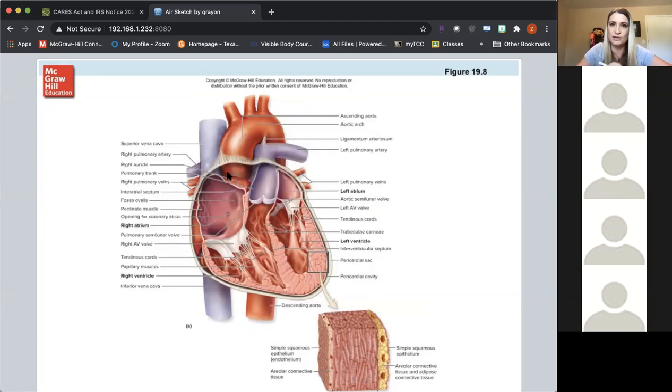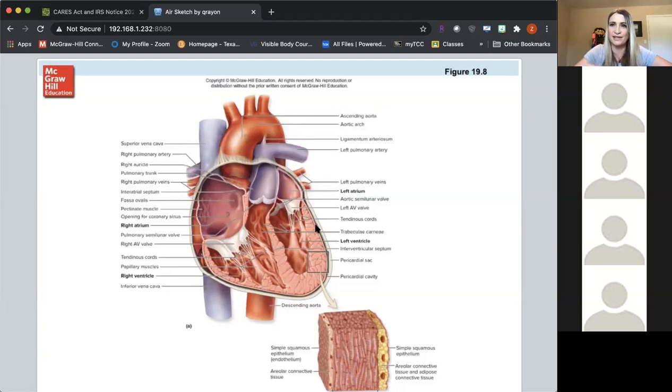So this is a very useful image, and make sure that you spend some time labeling it. You have those blank pictures for labeling that I uploaded for you in the Google Drive. Hopefully you're able to access that. If not, let me know.